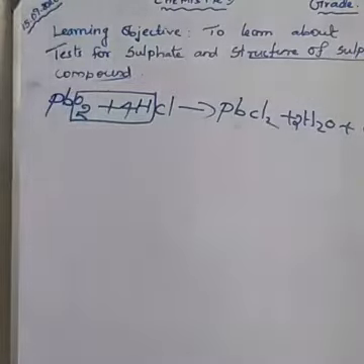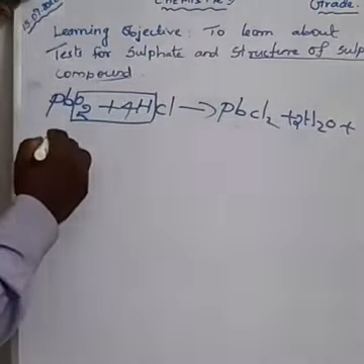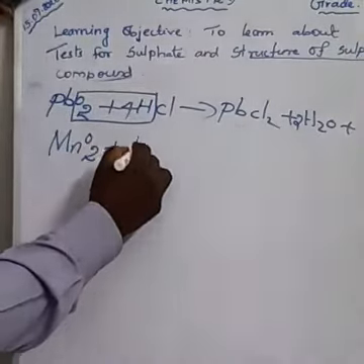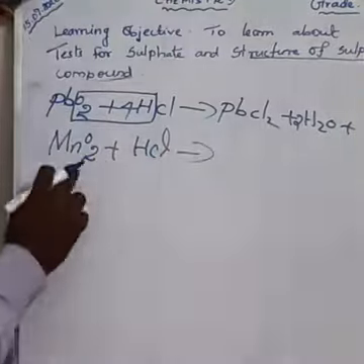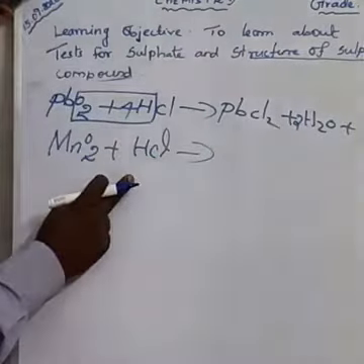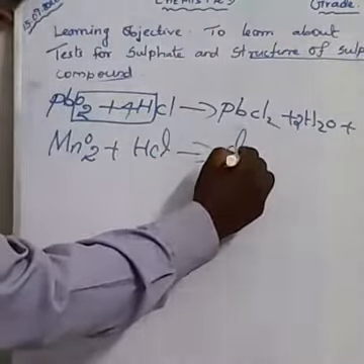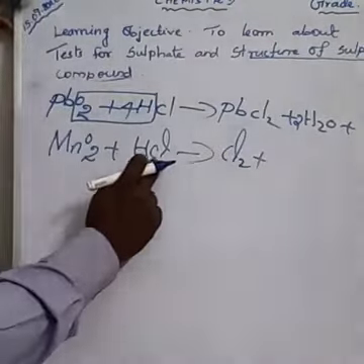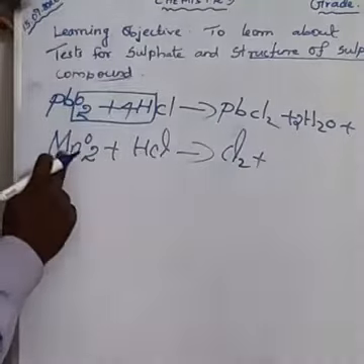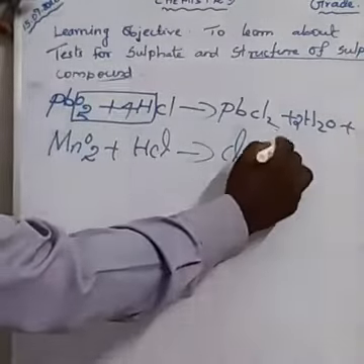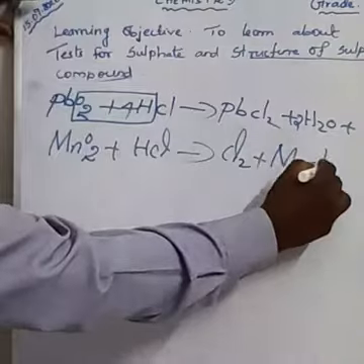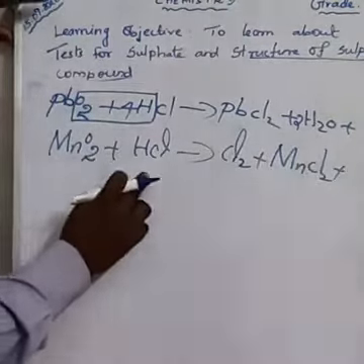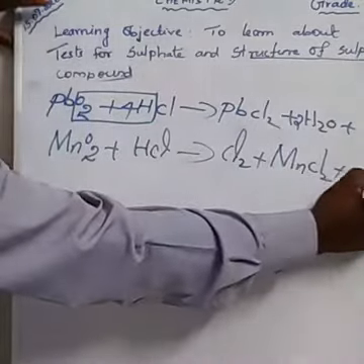And also the reaction between manganese dioxide, MnO2, with hydrochloric acid. We get chlorine, that is how chlorine can be prepared. And also the Mn combines with the chlorine to form MnCl2, that is manganese chloride. Plus hydrogen combines with oxygen to form water.